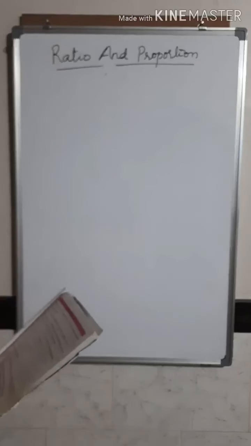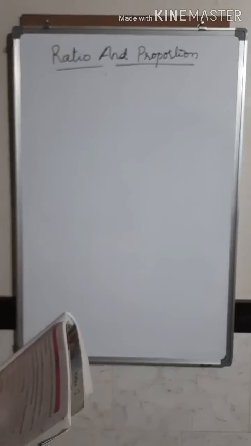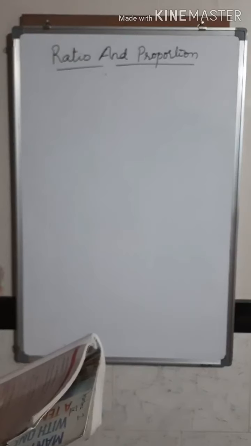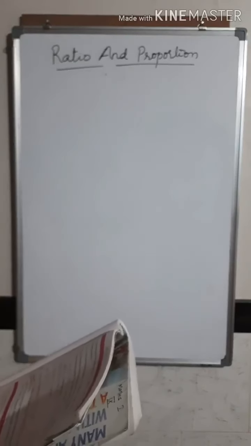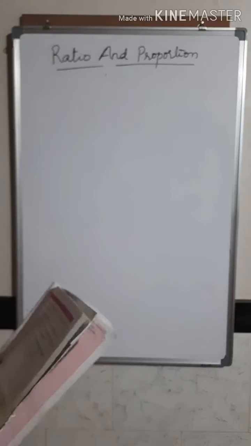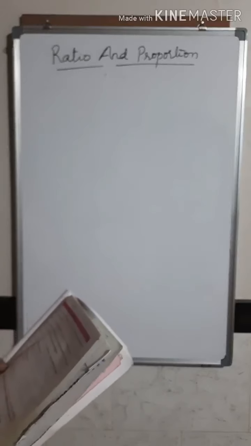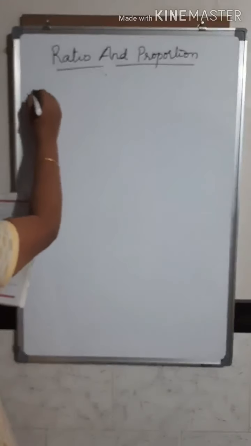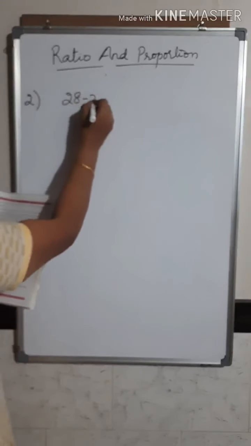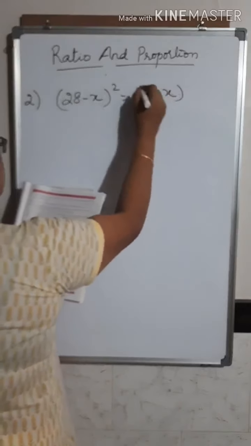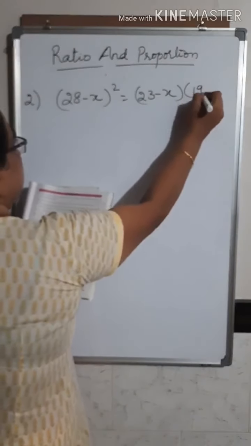The second problem, they have given: if 28 minus x is the mean proportional of 23 minus x and 19 minus x, then find the value of x. So they have given it is a mean proportional. So what you have to do there is take 28 minus x as the mean proportional. So 28 minus x whole square is equal to 23 minus x into 19 minus x.